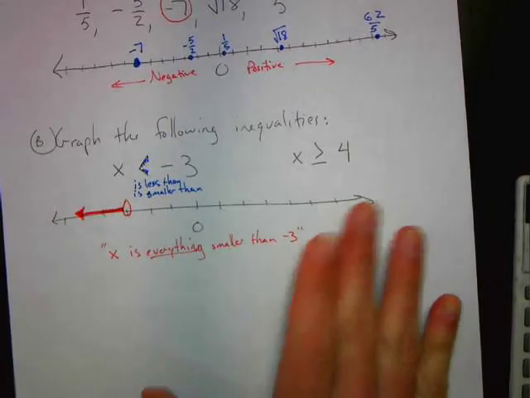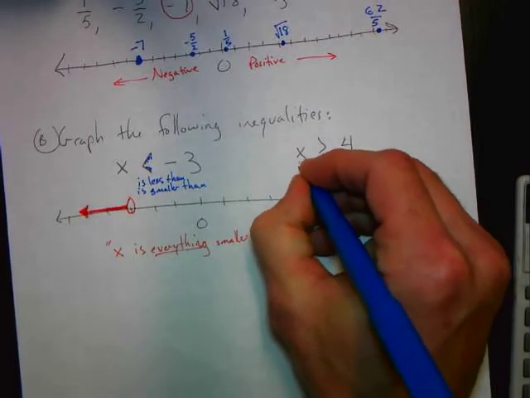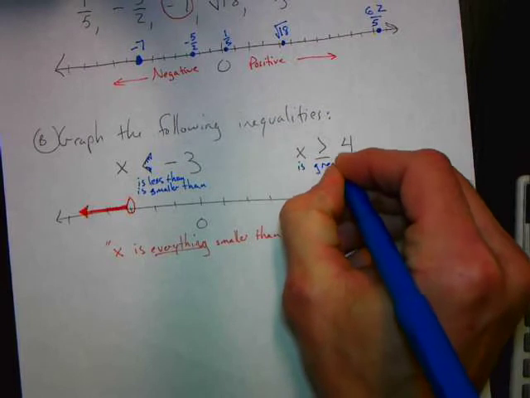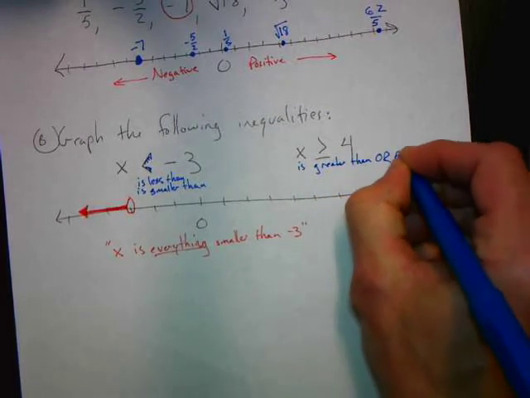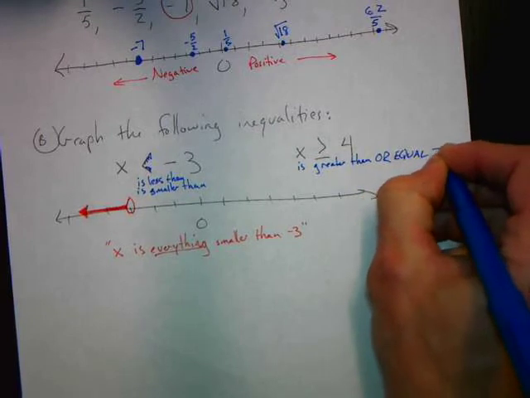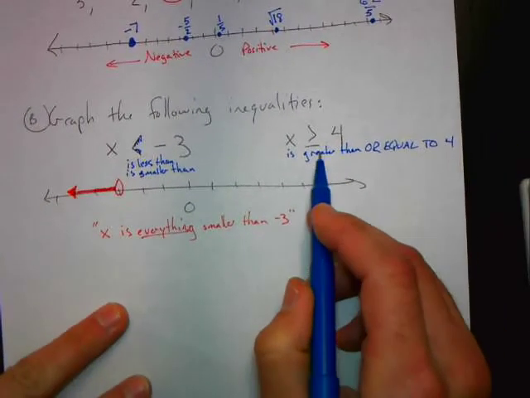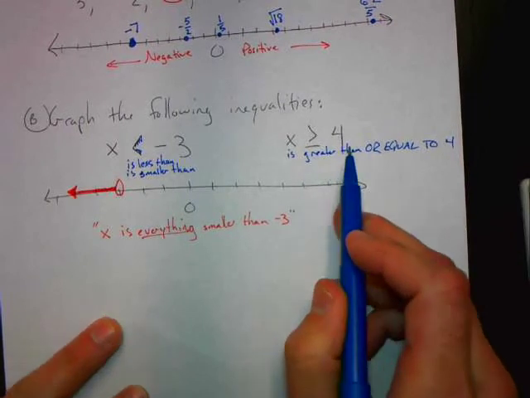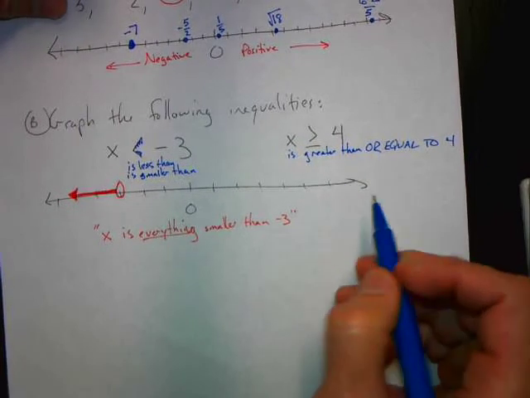Now we look at the next one. x is greater than or equal to 4. And of course, that's how we read it. So x is greater than, here's the big part, or equal to. That line underneath means it could also be equal to 4. And so we're going to have to show that. Okay, so x is bigger than or equal to positive 4.